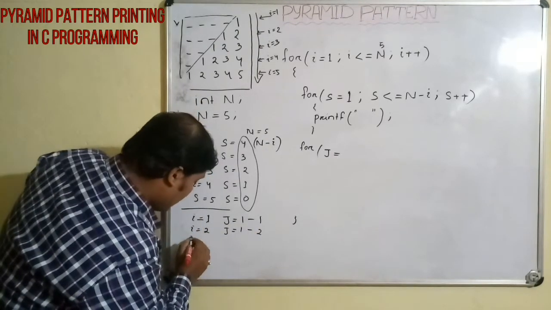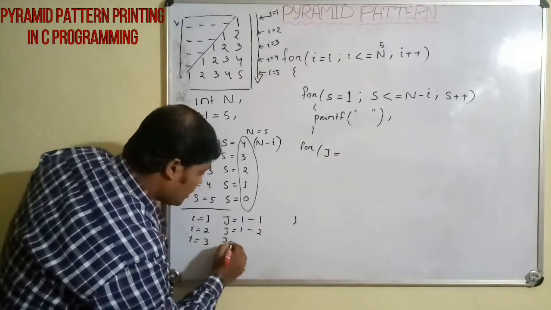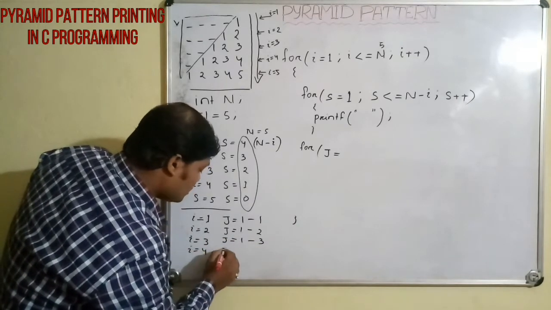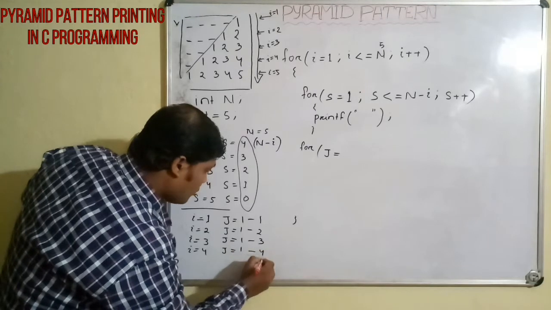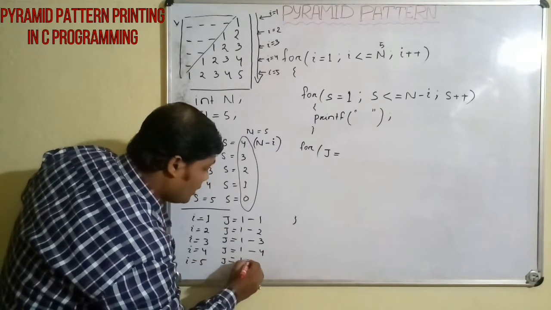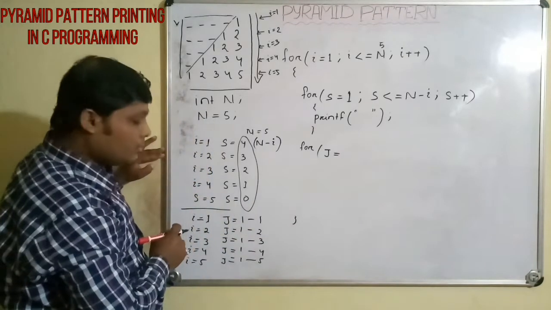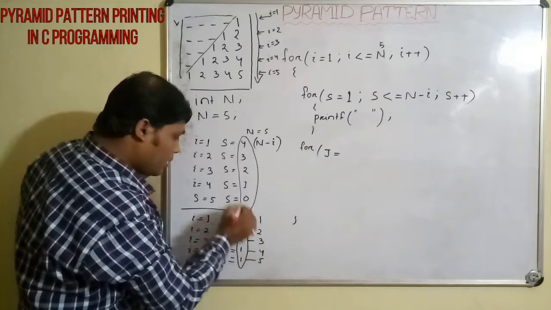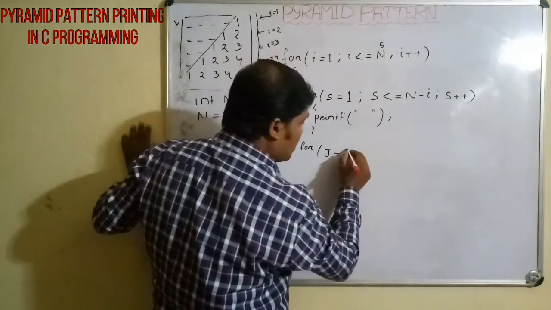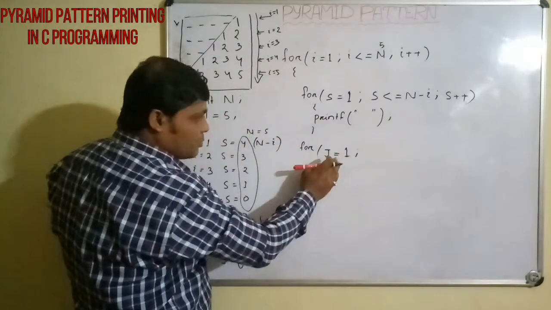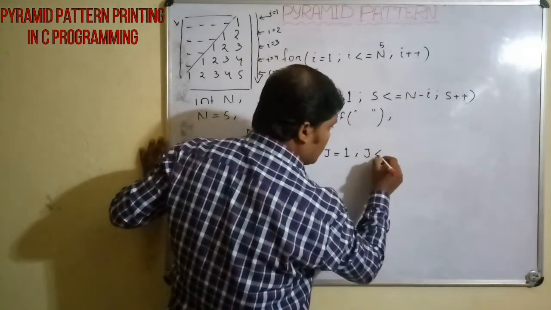Clear? When i value is 3, j starts from 1, ends with 3. When i value is 4, j starts from 1, ends with 4. When i value is 5, j starts from 1, ends with 5. Clear? So j always starts from which value? A constant, that is 1. So I will write here j equal to 1. As j starts from the smaller value, j less than equal to.